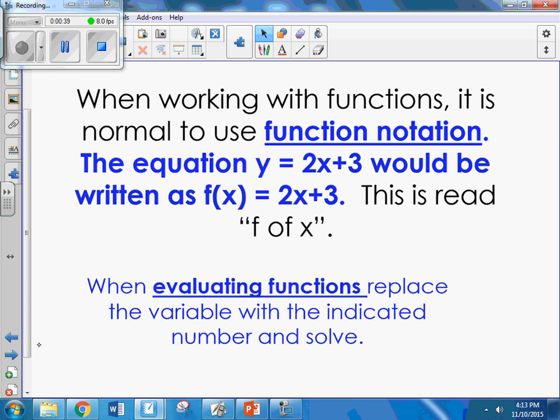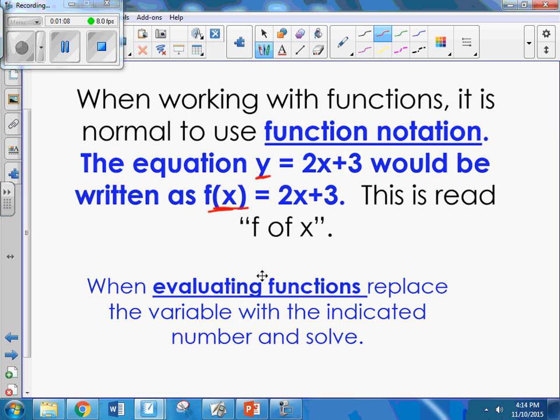So when working with functions in function notation, basically what you need to understand is that if I ever have a y, it is the exact same thing to say f of x. So anytime you have a y, you can replace it with f of x, and that's how you read it, f of x. That's what that says. So basically, this equation, if I wrote it in function notation, would be the same thing as saying f of x is equal to this.